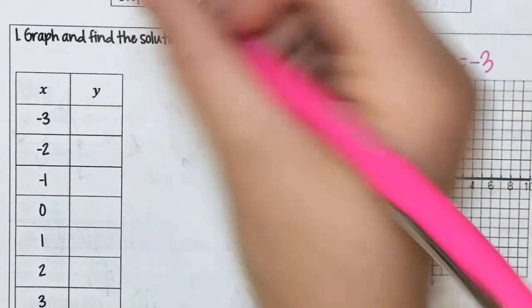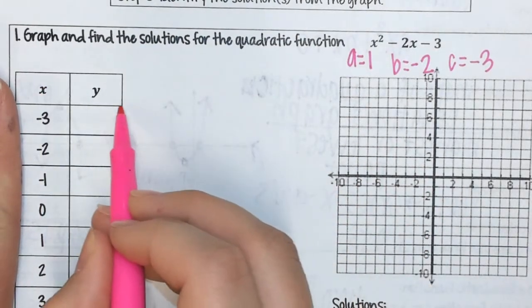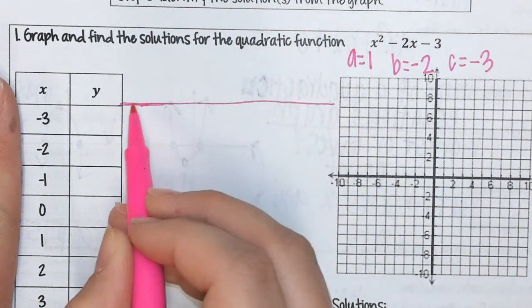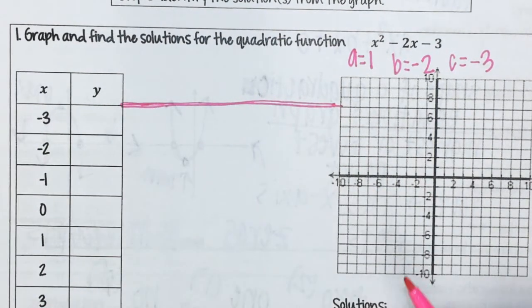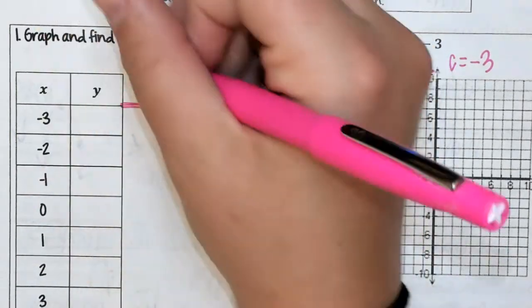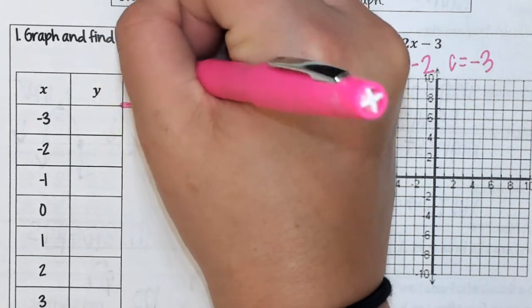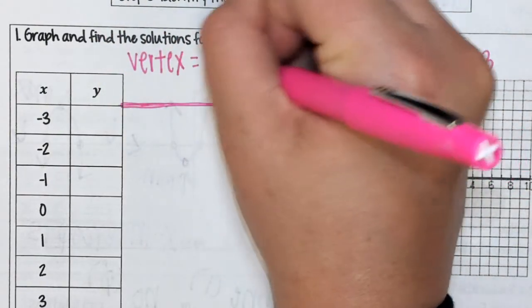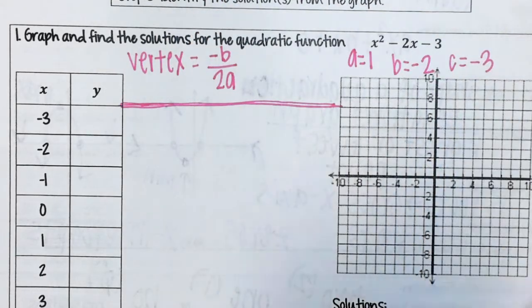Some of you like to be very cautious and like to have your correct spacing. Do not write below this line, because we're going to use all that space below it. So to find your vertex, we have to use the formula -b divided by 2a.